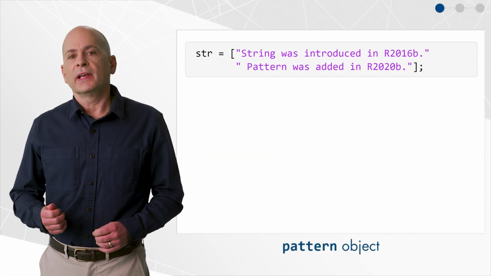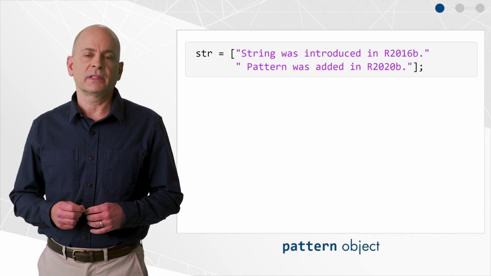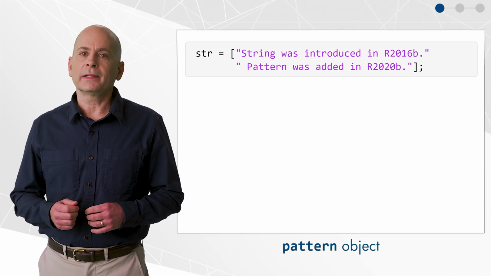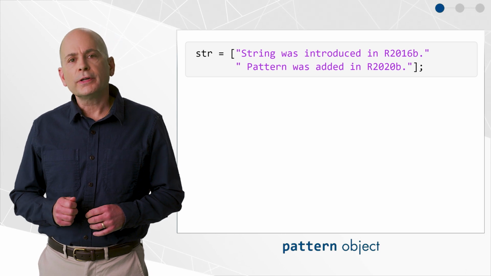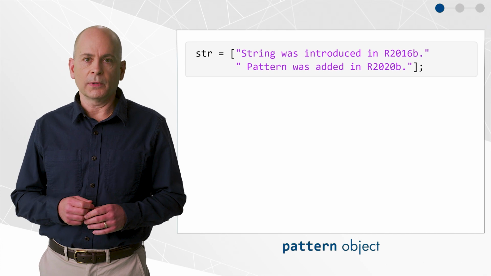Let's consider another example. Have you ever tried to write code to search for and match a pattern in some text? The code was not likely very straightforward. I encourage you to look at the new pattern object released in 20b. Let's look at an example.